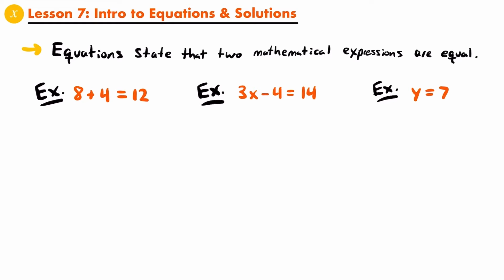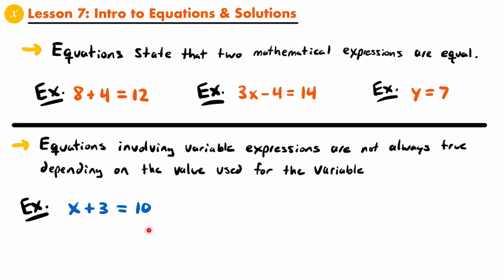Alright, remember, variables represent unknown or changing values, so depending on what values you assign to those variables can affect whether an equation is true or not. And so for example, consider this equation. We have x plus 3 equals 10. If we were to say that for this equation the value of x is 7, here's what the equation looks like. If we replace that x with 7, we get 7 plus 3 equals 10.